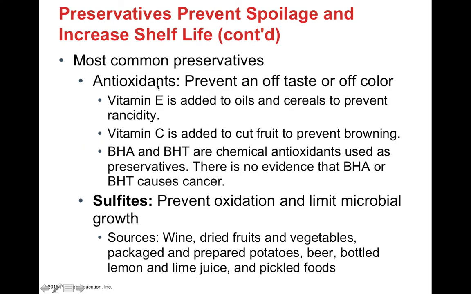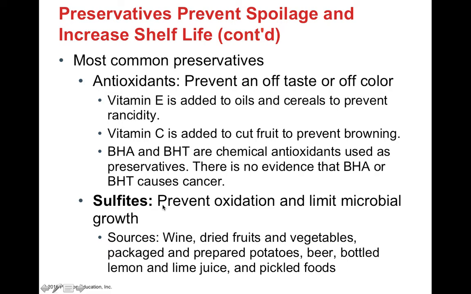Other common preservatives include things like antioxidants and sulfites. Antioxidants are going to help prevent spoilage by preventing the off taste or off color that's associated with rancidity. So we can get that by adding vitamin E to different oils and cereals, and we can add vitamin C to fruit to help prevent browning. If anyone's ever ordered those apple slices from McDonald's, for example, you'll see that one of the additives is going to be vitamin C. That's going to help prevent the apples from becoming brown the way they would on your counter. They're also going to be stored in modified packaging that's low oxygen to help reduce rancidity. We also have other types of antioxidants like BHA and BHT that are used as preservatives.